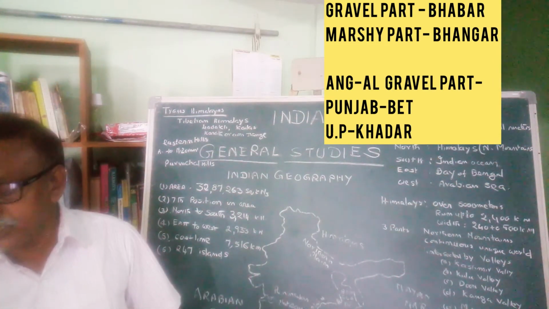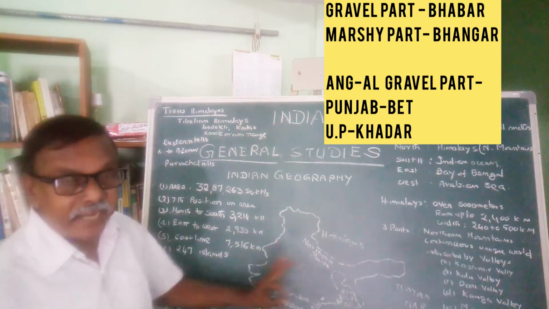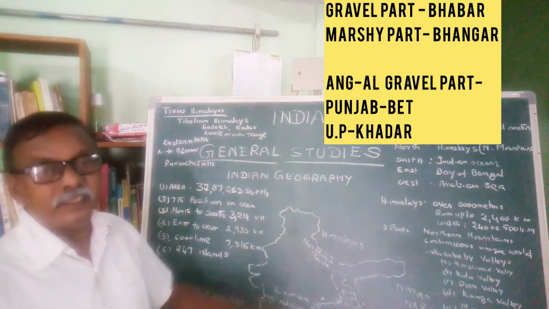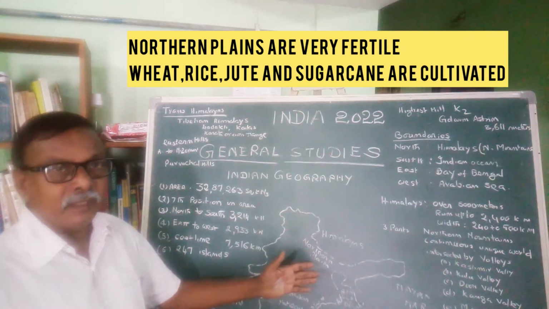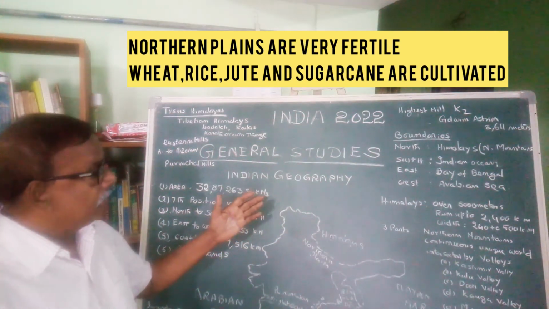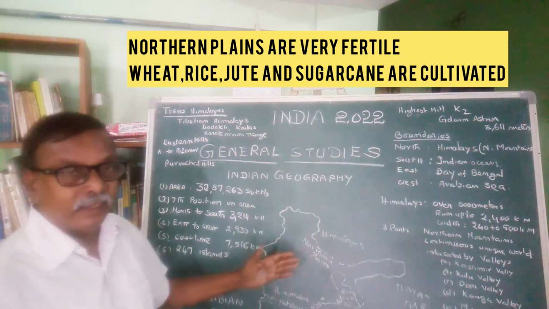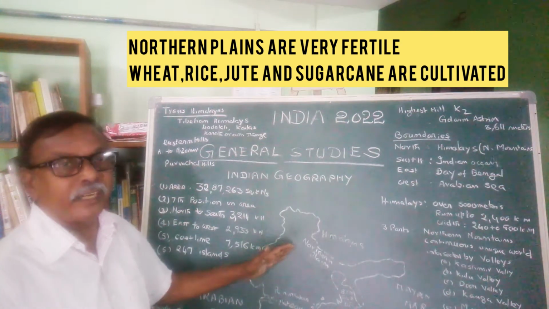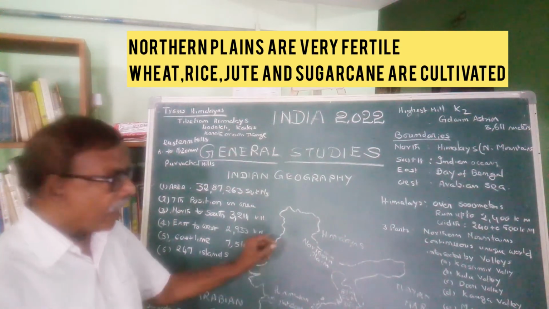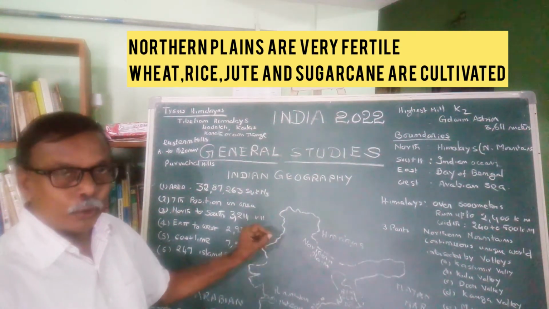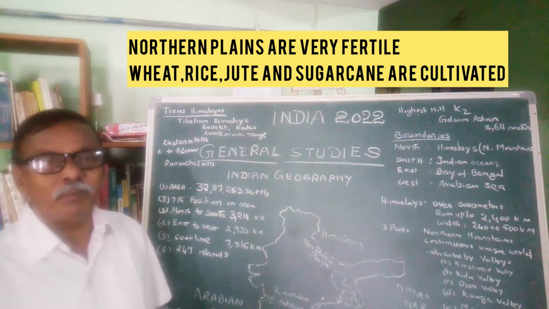It is in Punjab and also in UP. In Punjab it is called Bet, in UP it is Khadar. Highly fertile soil. A number of agriculture and agriculture units, and a number of hydroelectric projects are situated in this northern plain. Rice, wheat, sugarcane, jute are cultivated in this northern plain.